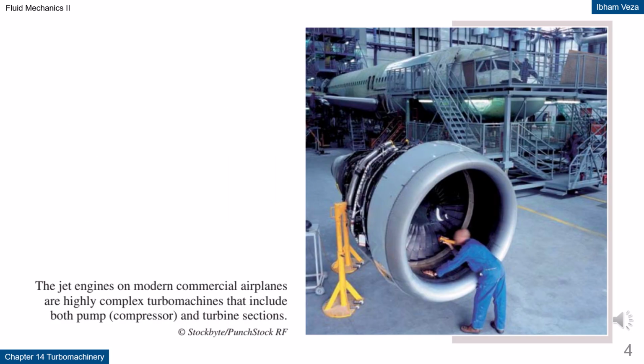Turbomachinery in real applications. This image shows a real example of turbomachinery in the form of an aircraft jet engine. The engine combines a compressor and a turbine in a highly complex system. Air is compressed, burned, and then expanded through the turbine to generate thrust. This shows that turbomachinery is not only used in power plants, but also in modern transportation systems. This example emphasizes the importance of this topic in modern engineering.